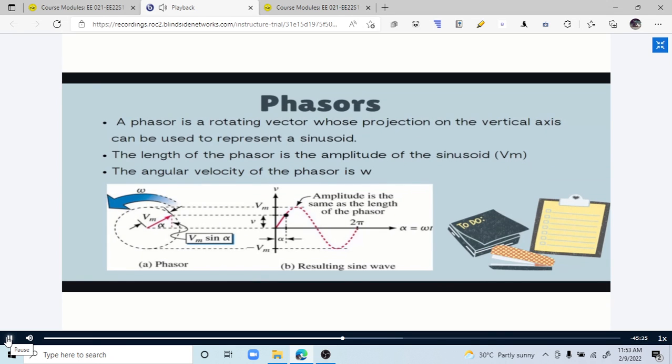Okay, but of course, what are phasors first? When we say phasor, a phasor is a rotating vector. I believe you have already studied linear vectors in your physics, correct? Are you still familiar with scalars and vectors in your Physics 1? Have you studied it?